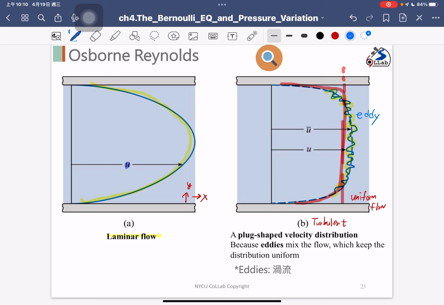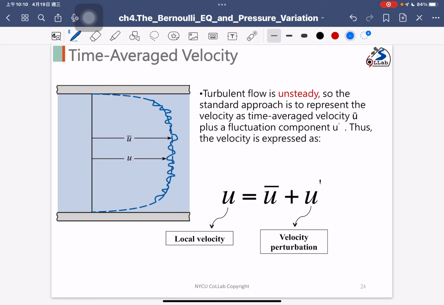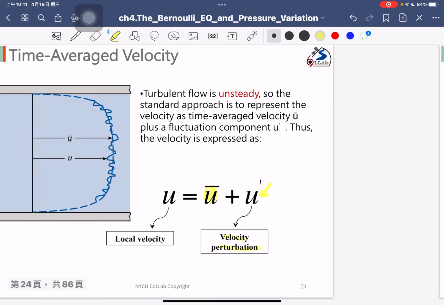So that is a very terrible flow condition because the small velocity perturbations will disturb the flow condition. Until now we cannot find the mathematical form to describe this turbulent flow velocity field. So usually we will calculate the average velocity plus the velocity perturbations to describe the local velocity in the turbulent flow. So the main idea is that in the turbulent flow, the velocity profile is like the uniform flow, but there are some velocity perturbations, and we use u prime to represent the velocity perturbations.